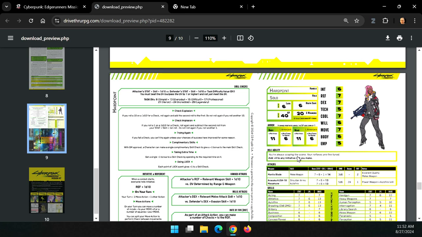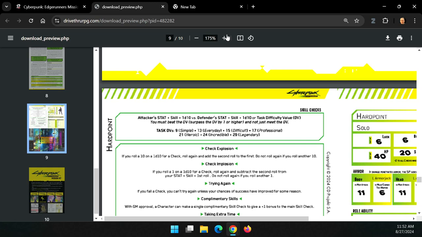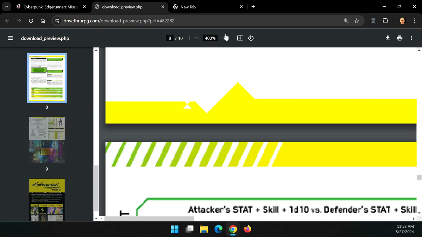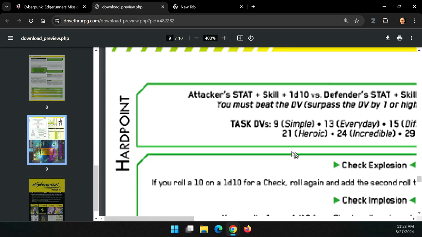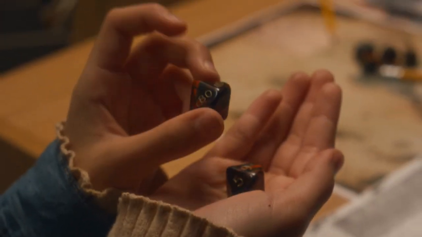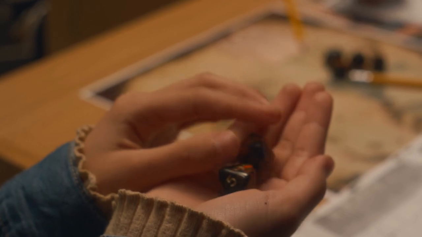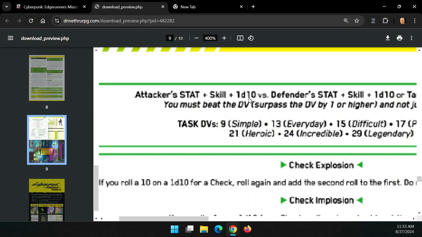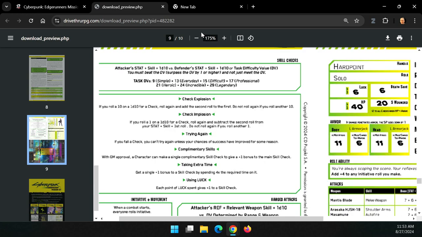And what you always need to do in an RPG is you need to roll some dice. So for example, if we look here, we can see that in this game, you have 1d10, which means you need to have a 10-sided dice. If this said 1d6, that would be a 6-sided dice. If it said 2d10, that would be 2 10-sided dice. So you need to roll the dice to calculate the probability of you succeeding or failing at doing something, some kind of task.